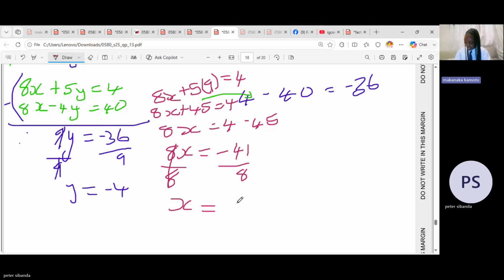Which becomes negative 5.1. We don't say 0.1. 8 into... oh, we're dividing a negative number and a positive number. Obviously, our answer is going to be negative because we have a mixture of a negative and a positive when you're dividing. But then 8 into 41, we know 8 gets into 41 five times, remainder 1 over the 8 we're dividing with. That's just simple there.